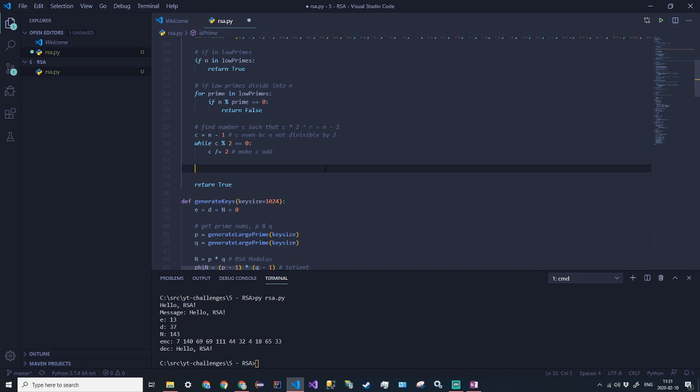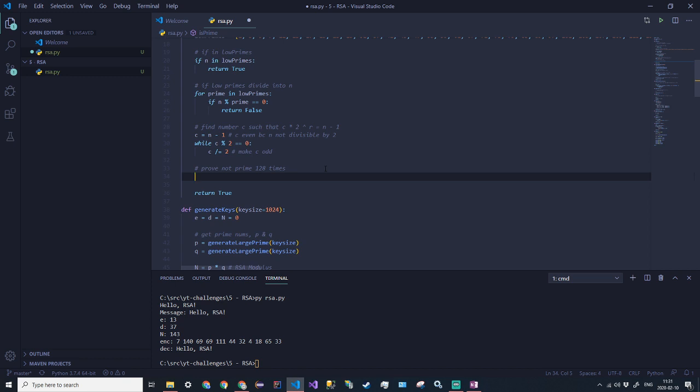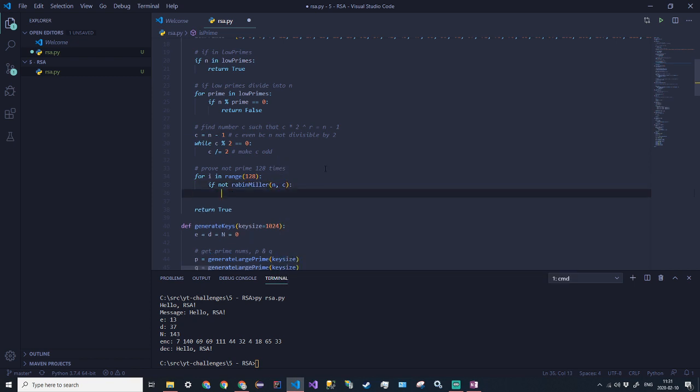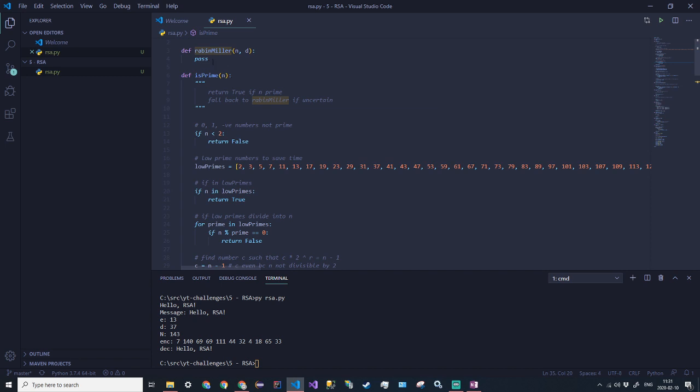And this C value we're going to pass into the Rabin-Miller algorithm. So we'll try to prove not prime 128 times. For i in range of 128, if not rabin_miller, passing in n and c, then we return false. So if Rabin-Miller returns false, then it is definite that this is false. Rabin-Miller has proved that n is not prime.